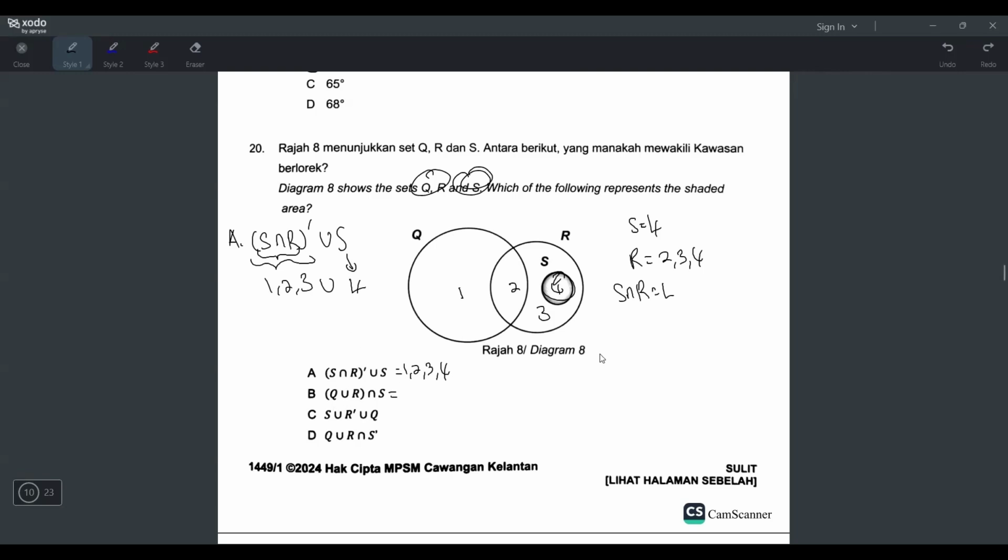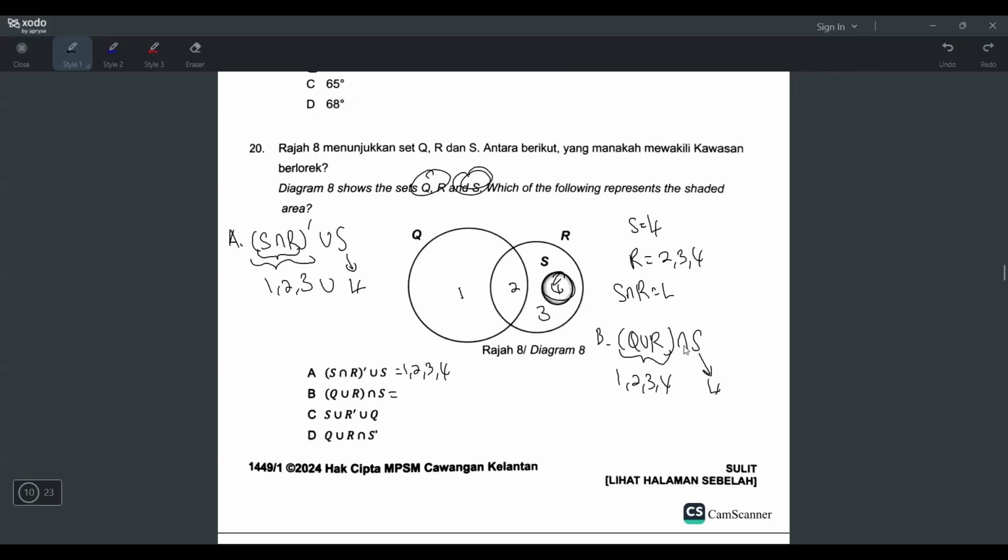Okay, so B they say Q union R. So let's do it here. Q union R and then bracket intersect S. Okay, Q union R, the answer would be 1 because Q is 1 and 2. R is like 2, 3, 4. So if you do the union, it'll be 1, 2, 3, 4 lah, like everything. But I haven't finished yet. You have to intersect S.